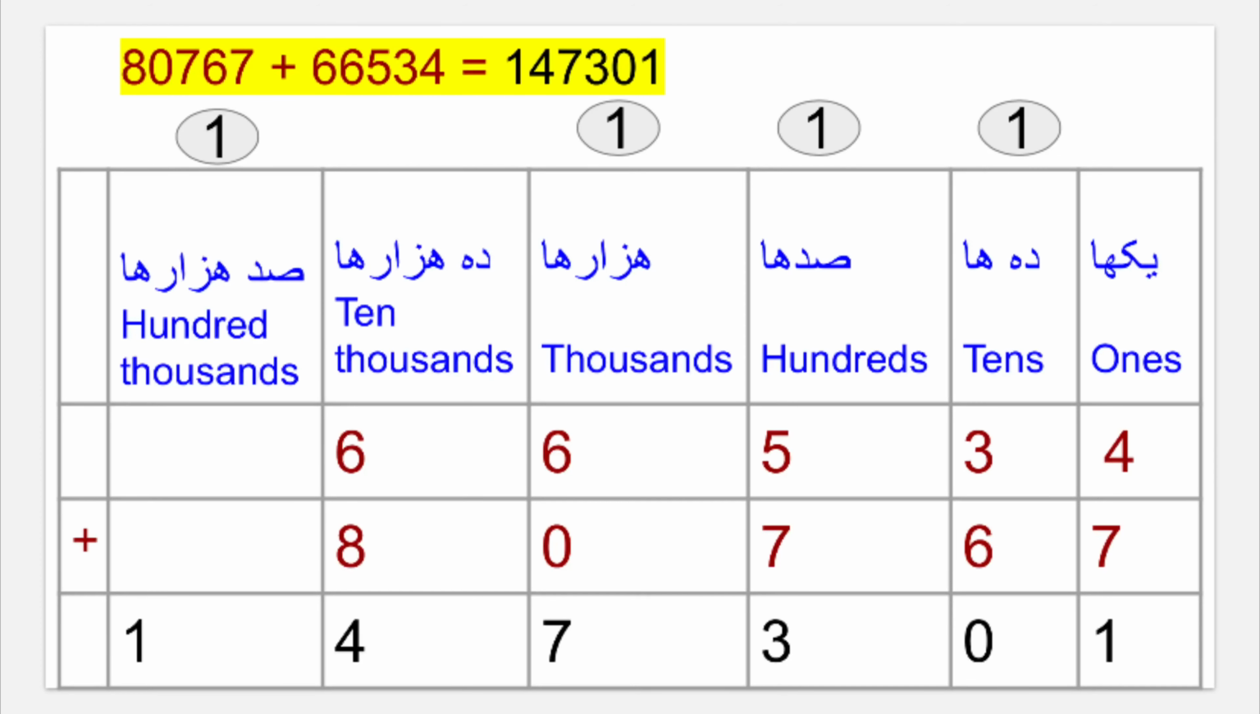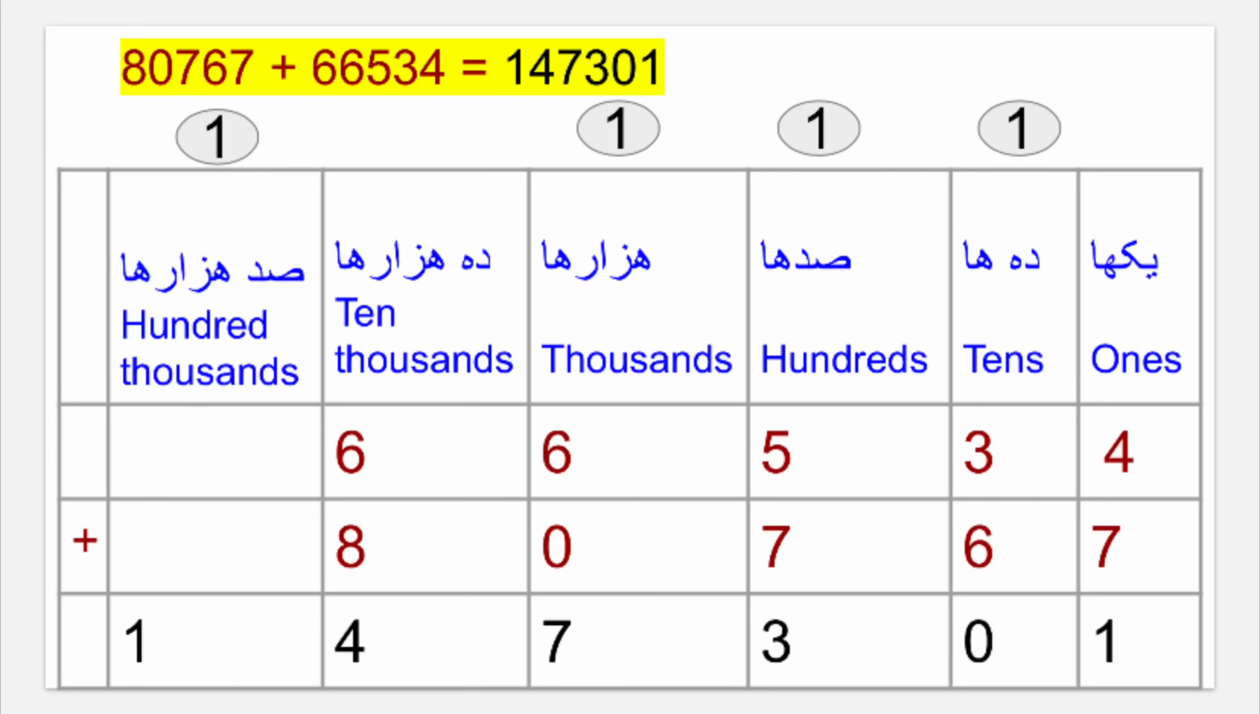Okay friends, now we work with two big numbers to add them up. One is 80,767 and another one is 66,534. We're going to put those numbers below each other in the number tables, which is ones, tens, hundreds, and so on. So we start from the ones. We add the ones of both numbers, which is 4 and 7. It's going to be 11.